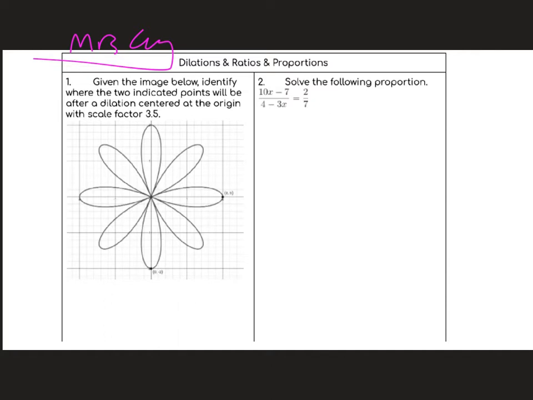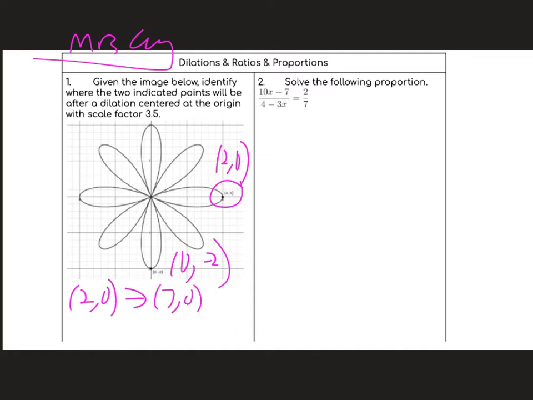Given the image below, identify where the two indicated points, the point (2, 0) and the point (0, -2), will be after a dilation centered at the origin with scale factor 3.5. So (2, 0), if I multiply by 3.5, will go to (7, 0), and (0, -2) will go to (0, -7). Well, that's it for that.